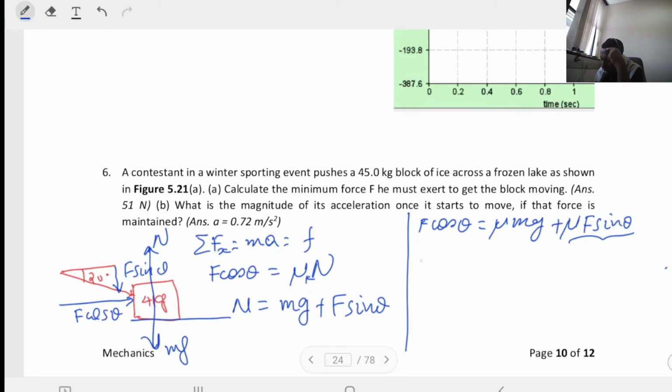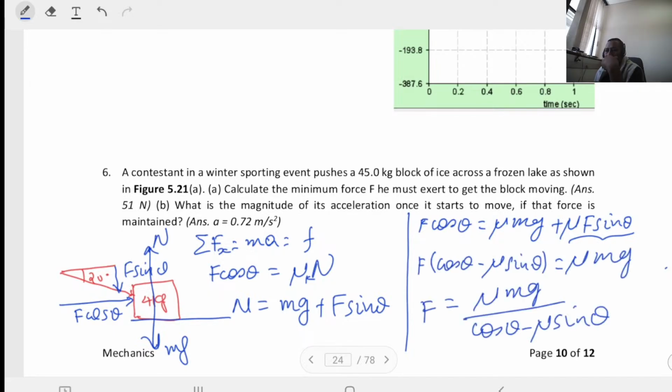Then I say my F must be equal to mu mg over cos theta minus mu sin theta. But my worry is I don't have mu. Can I say the mu is small? Then I don't know how to work it out. What do you say?